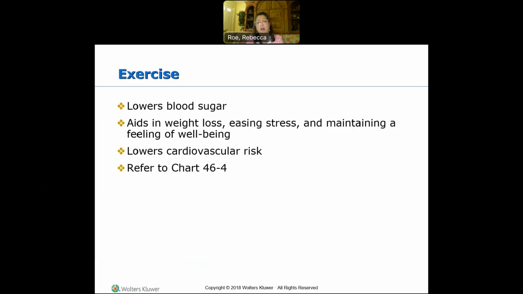It helps in weight loss. It helps with easing their stress, and it helps give them a feeling of well-being. So it's not only for the physical body, but also the mental health of patients. It also lowers cardiovascular risk because it can lower the heart rate. As you lose weight, it can lower your blood pressure as well.